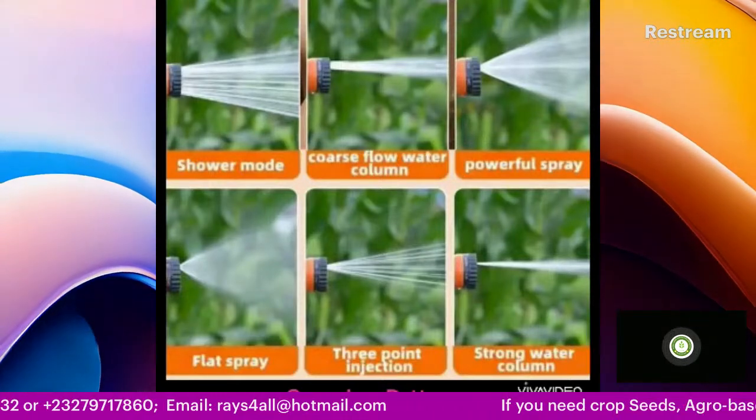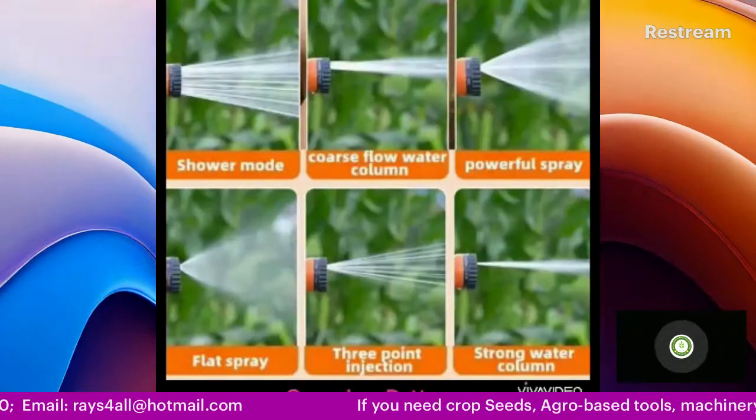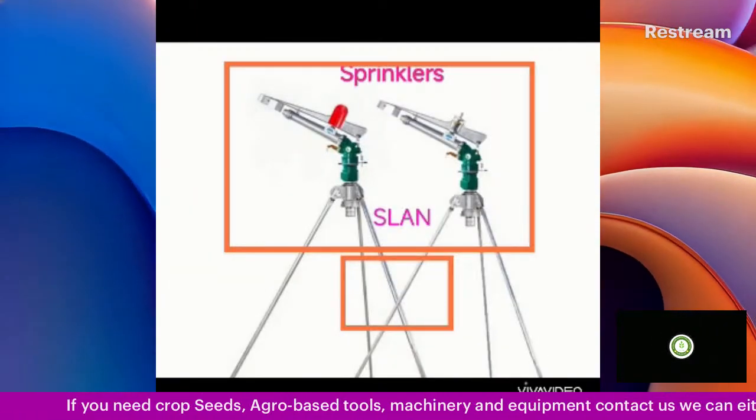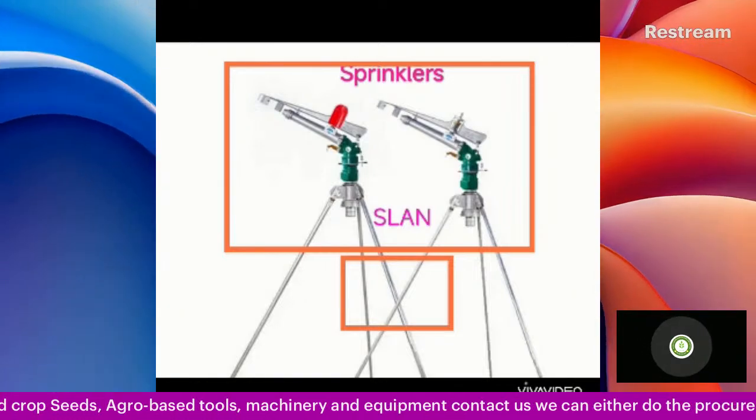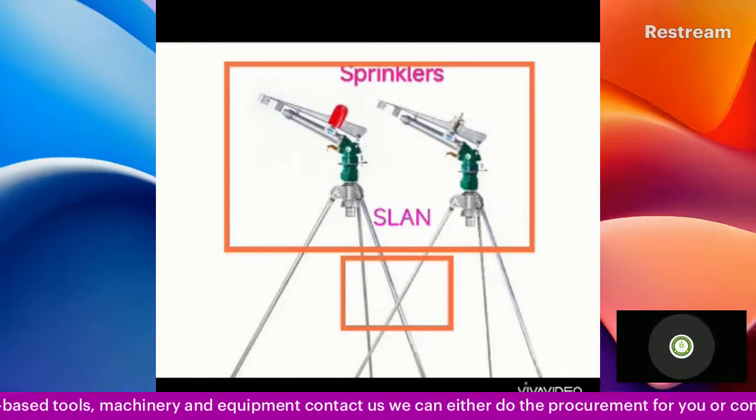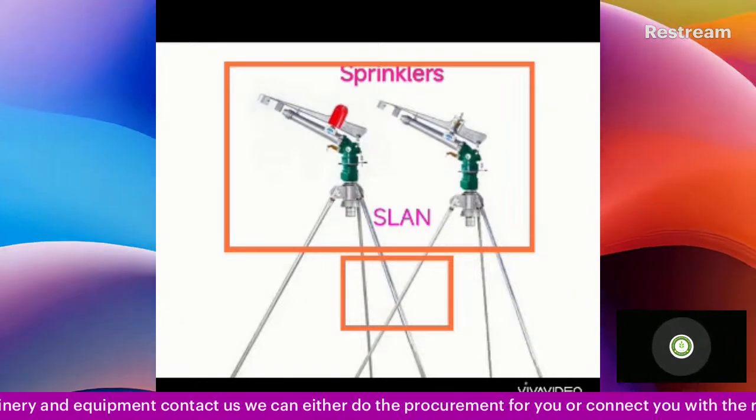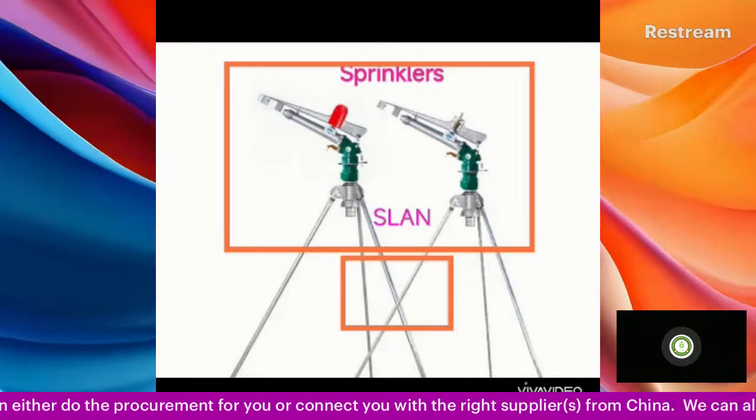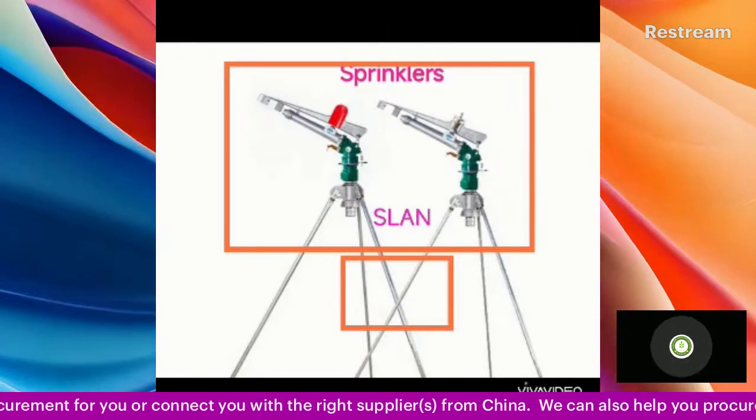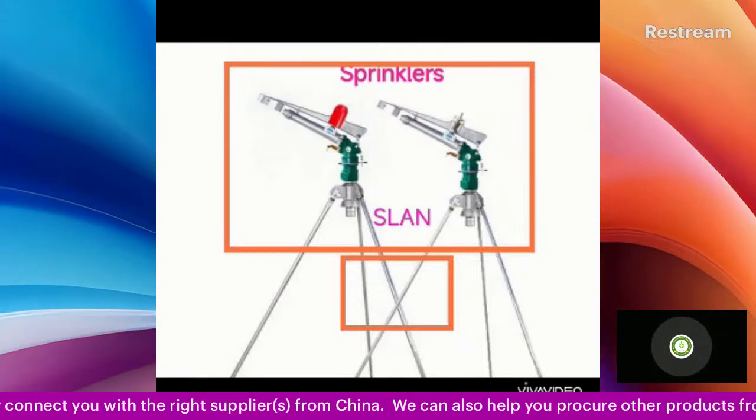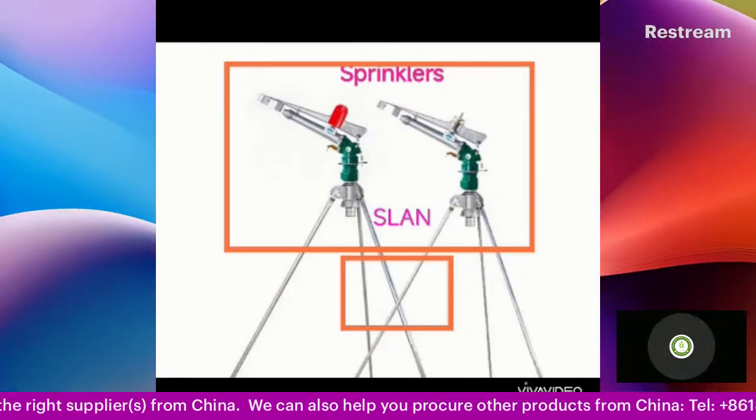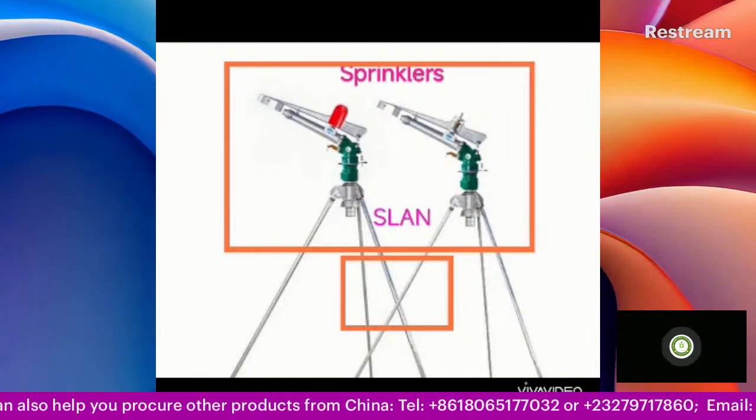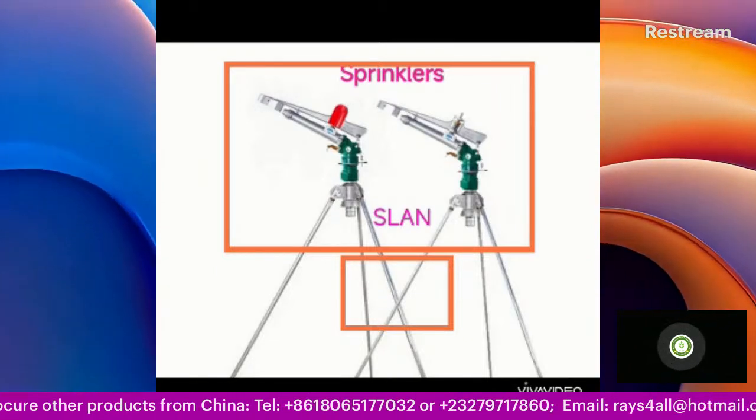Let me show you another one. This one is a sprinkler, and it is used with the first machine that I showed you, the diesel engine powered machine. You can use this one directly with it to irrigate your farm. Like this one, you don't need to hold it or keep moving with it from point to point.